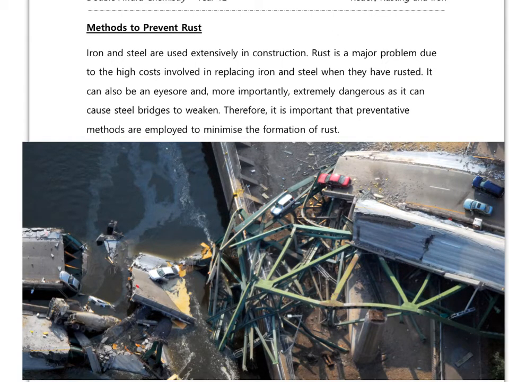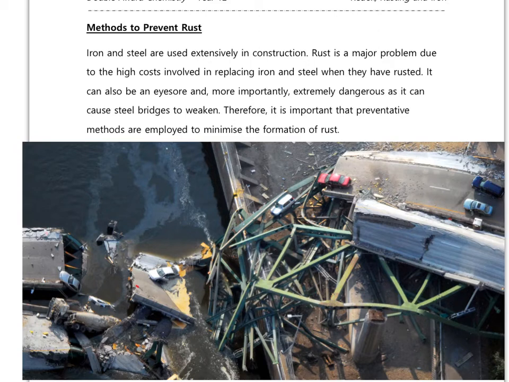We're now going to take some time to look at methods that are used to prevent rust. This is really key in industry because iron and steel are extensively used in construction. They're used to make structures for buildings, they're used to make bridges, among many other uses. So rust can be a major problem because it can cause bridges and structures that are made out of iron and steel to weaken. Remember we talked about the hydrated iron oxide, the rust flaking away and exposing fresh iron, and over time that's just wearing away, and so will cause those structures to weaken.